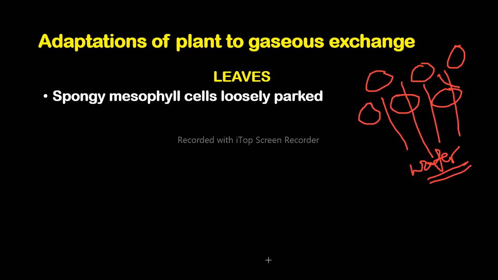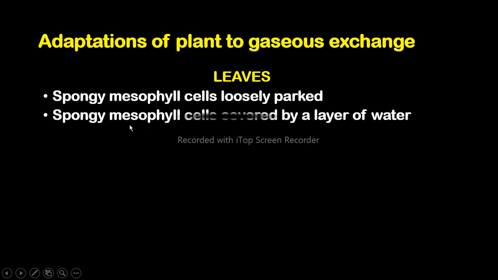So that is brilliant. And then we have the spongy mesophyll cells covered by a layer of water. Now these two may appear similar, but they are different. You have loosely packed cells creating large air spaces, and the large air spaces facilitate that each cell receives enough air at any time. But now you also fill these air spaces with water, so that the cells are covered by a layer of moist air, or a layer of water if we are to be specific. And it is that layer of water that increases the rate of diffusion, so that at any time, the cells will receive enough air.